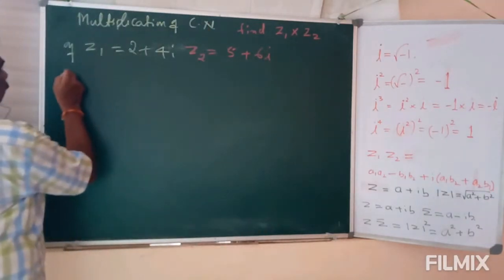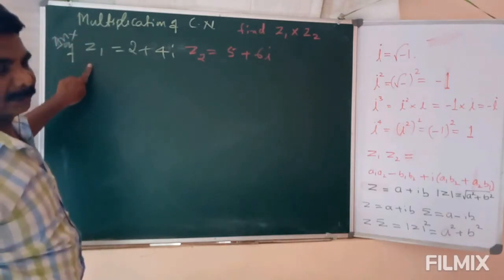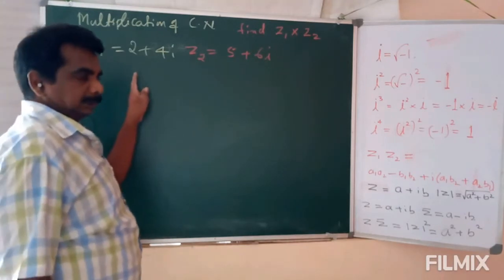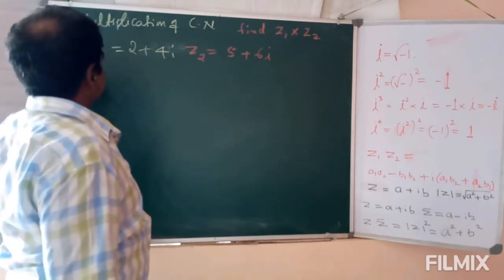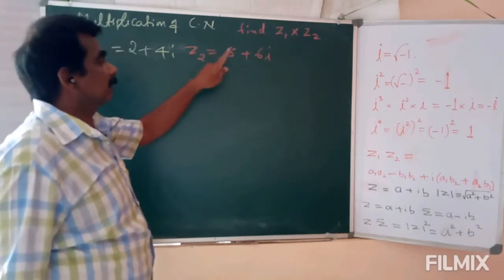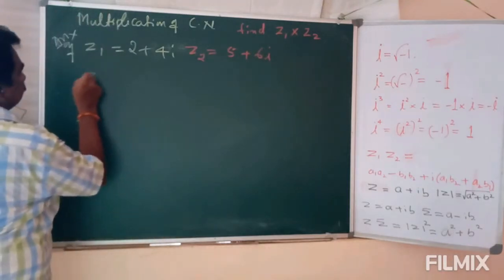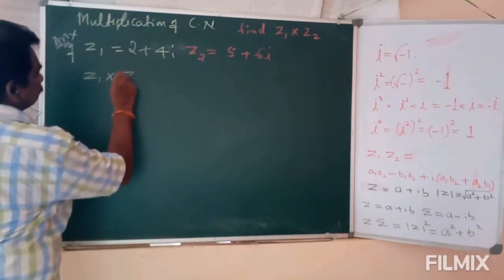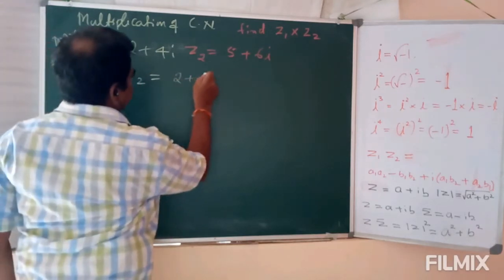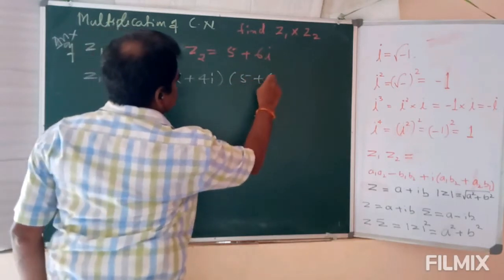Now, answer. Write it. Given Z1 is equal to 2 plus 4i. Z2 is equal to 5 plus 6i. Z1 into Z2 is equal to 2 plus 4i into 5 plus 6i.